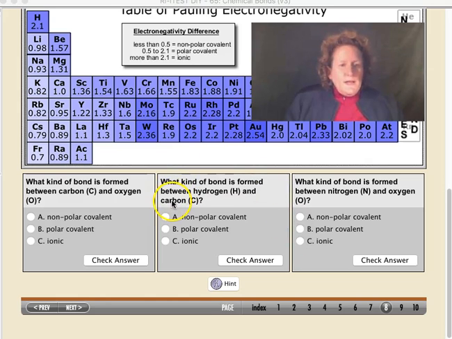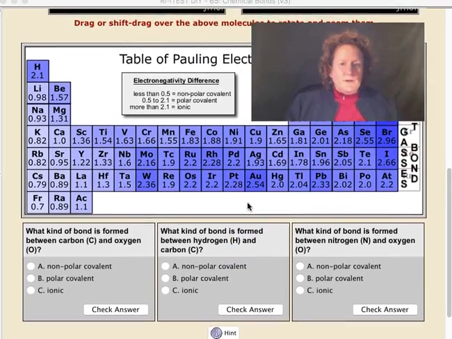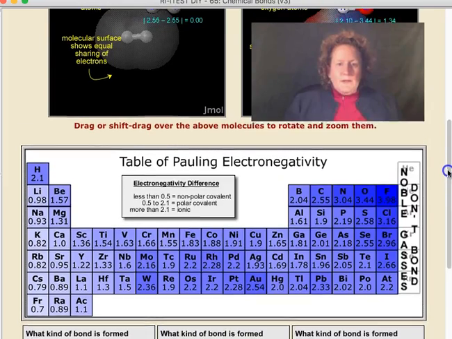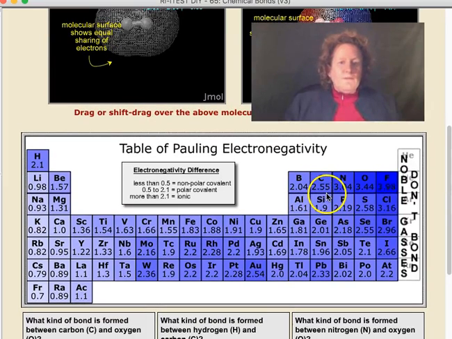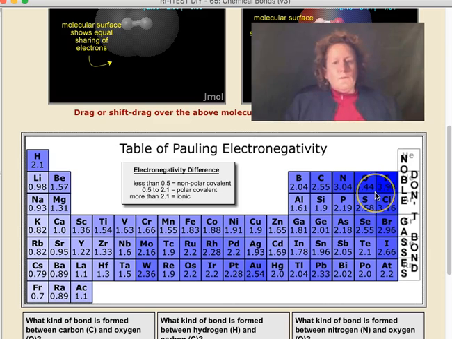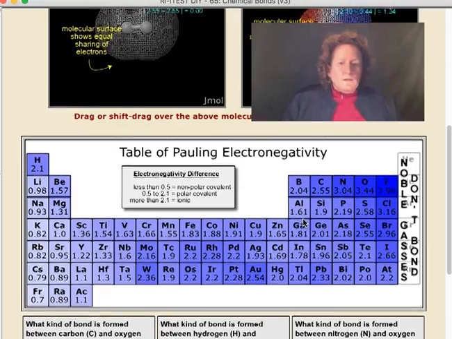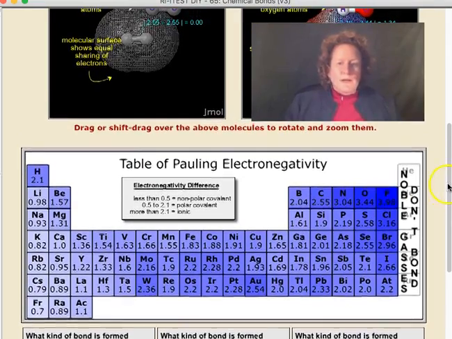So we've looked at these trends, and now you should be able to predict based on the electronegativities from the periodic table here. You can look at the differences, and then you can look at the chart and figure out what kind of bond it is. So for example, between carbon and oxygen here, let's scroll up and look at carbon is 2.55 and oxygen is 3.44. So that's a difference in the 0.9 range.